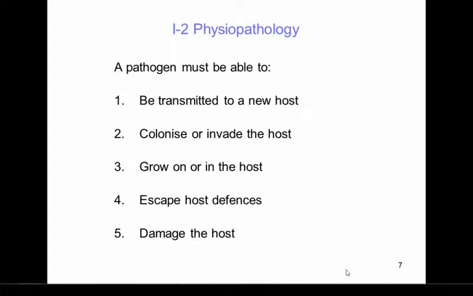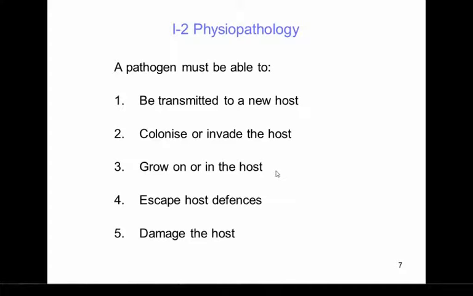Okay, so now in terms of physiopathology, what does a bacterium need to do to infect a host and cause disease? Well, the first thing, it's got to be transmitted. Once it arrives at the new host, it's got to be able to colonize that host. Once it's managed to attach to the host tissues, it's got to be able to grow on or in the host.